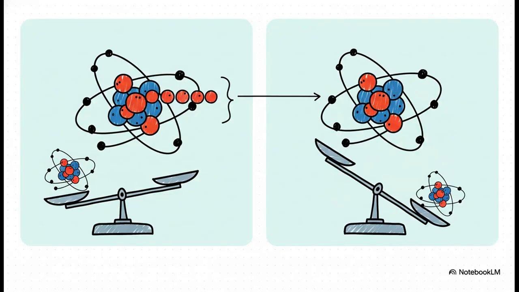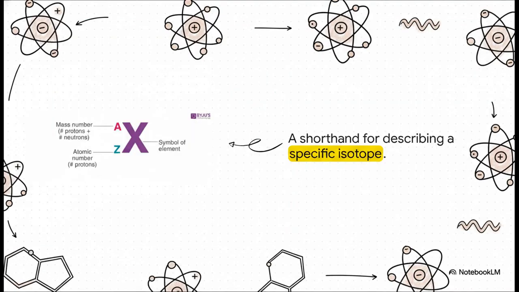And this is the perfect example. Let's look at carbon-12 and carbon-14. They both have 6 protons, right? That's why they are both, without a doubt, carbon. But carbon-14 has 2 extra neutrons, which makes it heavier and a little bit unstable, which is exactly what lets scientists use it for things like radiocarbon dating. So same identity, different mass. That's an isotope.